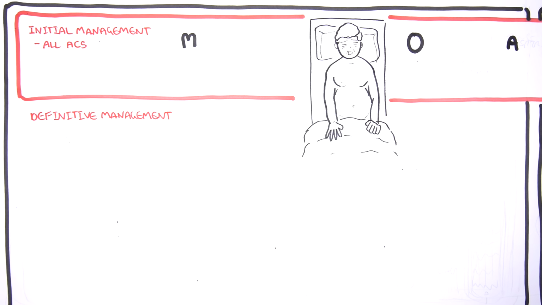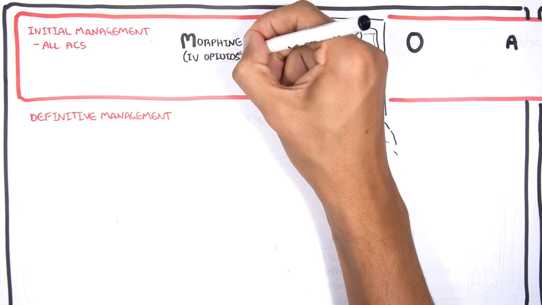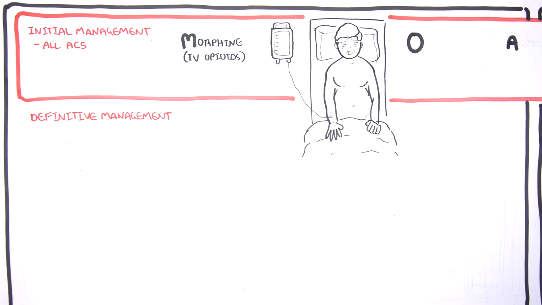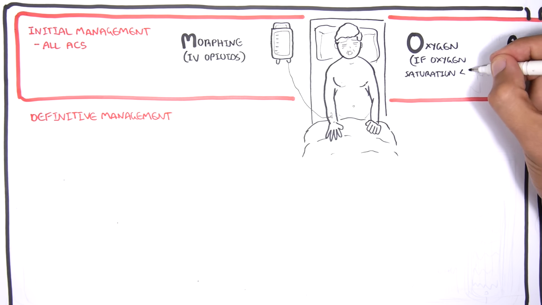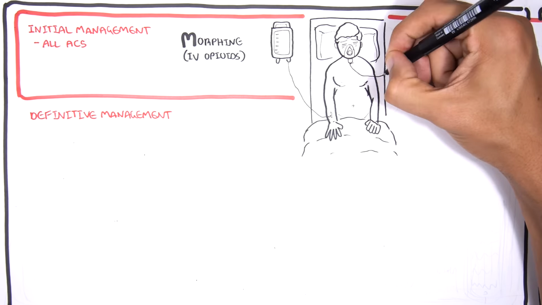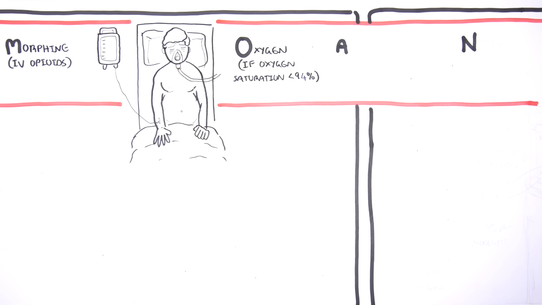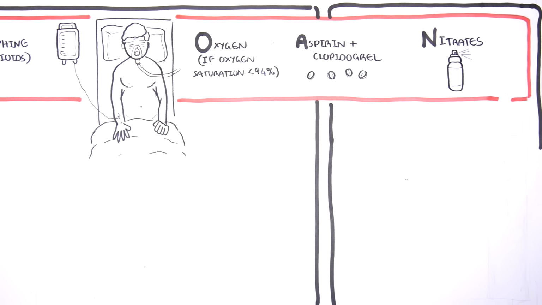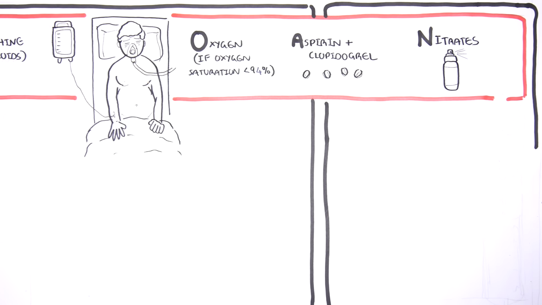And this includes M for morphine, or specifically for opioids, intravenously. O is for oxygen, if the oxygen is low. A is for aspirin, as well as clopidogrel, to protect the heart from further insult, as well as nitrates to reduce the workload on the heart and to allow for more oxygen flow to the heart. So the initial management was MOAN, but what's next?